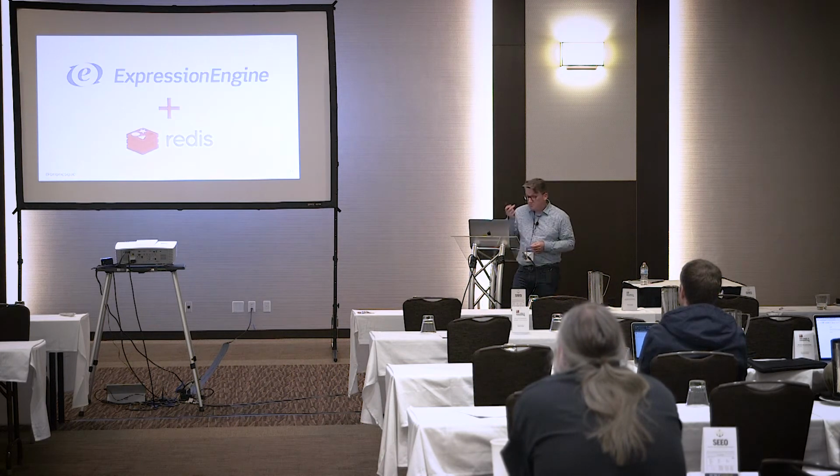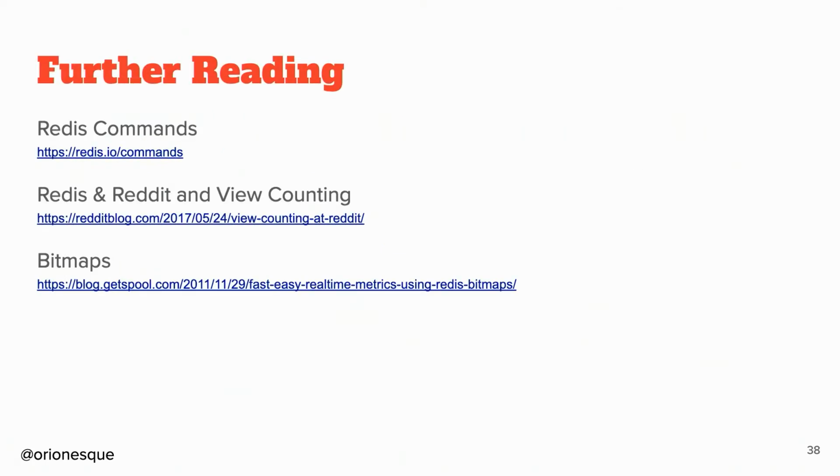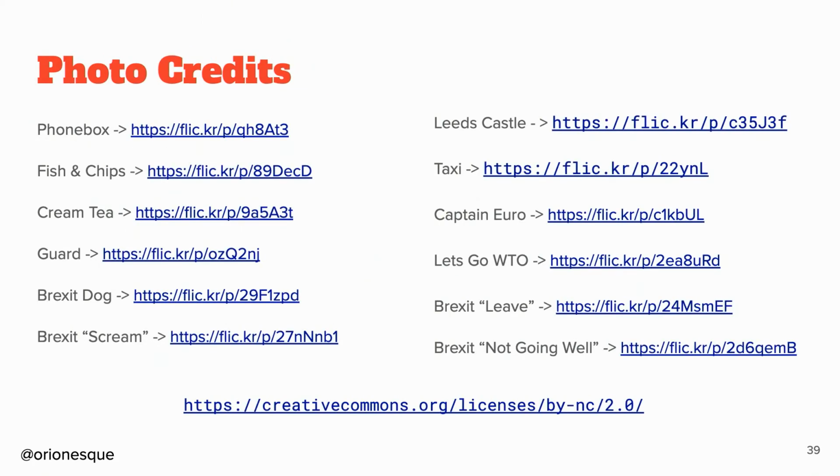So that's pretty much it, which is kind of good. So I'm steaming through. That's ExpressionEngine and Redis. I will be sharing these slides because I've got some further reading where it really explains this bitmap craziness in detail. I've read it twice. I still don't really understand it. And then there's all the photos.